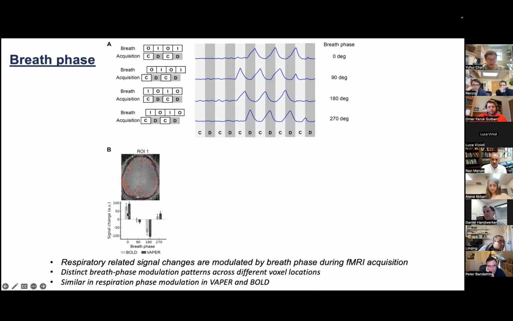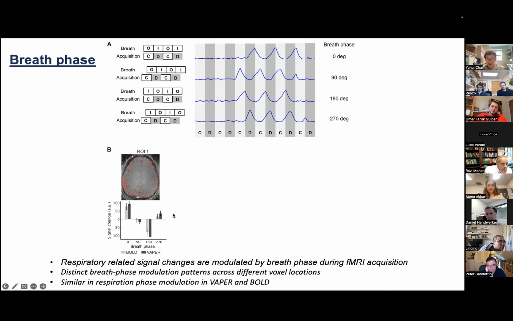for example, it has a maximum positive signal change when the breath phase is 0 degrees. So if it is acquired during this kind of condition, the signal change is maximally positive. And if it's acquired during this condition, if we align it in this way, the signal change is maximally negative. And if we acquire the image during the transition period, the signal change is very close to 0. It's kind of like a sine wave.